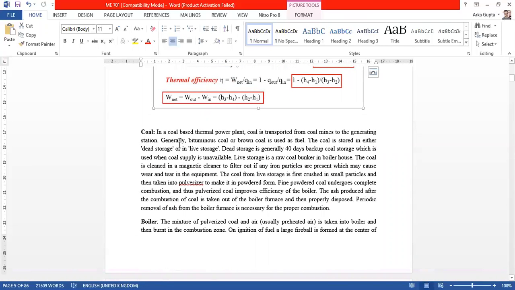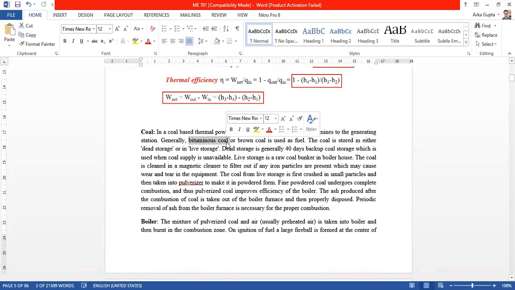Now coal. What is coal? In a coal-based thermal power plant, coal is transported from coal mines to the generating station, so means of transport are required, such as a belt conveyor. Generally bituminous coal or brown coal is used as a fuel. The coal is stored in either dead storage or live storage. Dead storage is generally a 40 days backup coal storage, which is used when coal supply is unavailable. So in dead storage, coal is stored for almost 40 days, for when coal is not available.